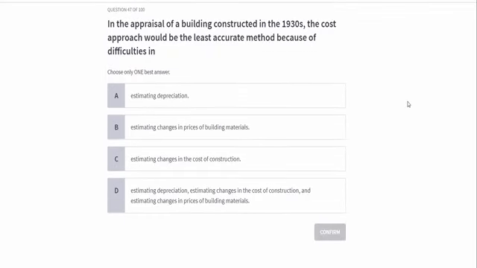All right, 47. In the appraisal of a building constructed in the 1930s, the cost approach would be the least accurate method because of difficulties in, and it gives us four options. A, estimating depreciation. B, estimating changes in price of building materials. C, estimating changes in the cost of construction. Or D, estimating depreciation, estimating changes in cost of construction, and estimating changes in prices of building materials. So D is like all of the above. All right, here's some time for you guys to come up with your answer on this one.